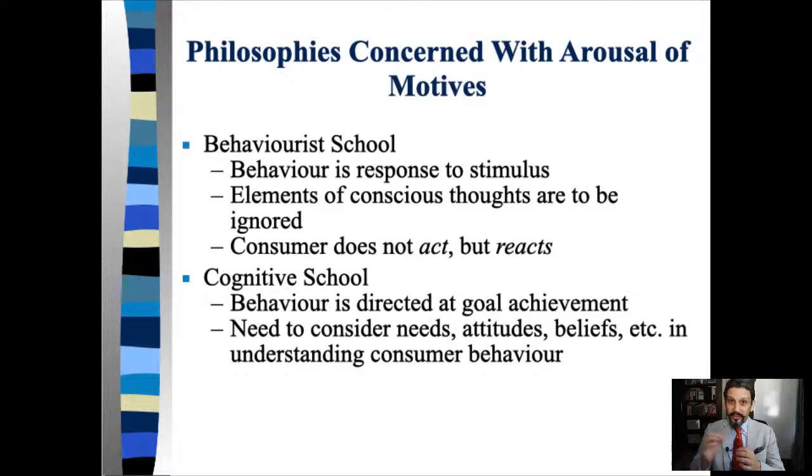The cognitive school has a slightly different way of looking at things. The cognitive school says behavior is directed towards goal achievement. So it's not just people doing things randomly. People have a certain goal that they want to achieve, and then they try to fulfill that. Needs, attitudes, beliefs, etc. are considered in understanding consumer behavior. So we need to understand customers' needs, their attitudes, and their beliefs. Once we understand these things, we are able to understand what type of goals they're going to select and how they're going to fulfill those goals.